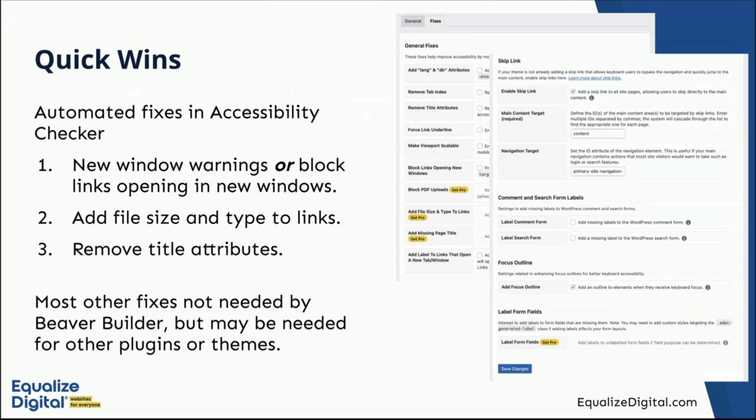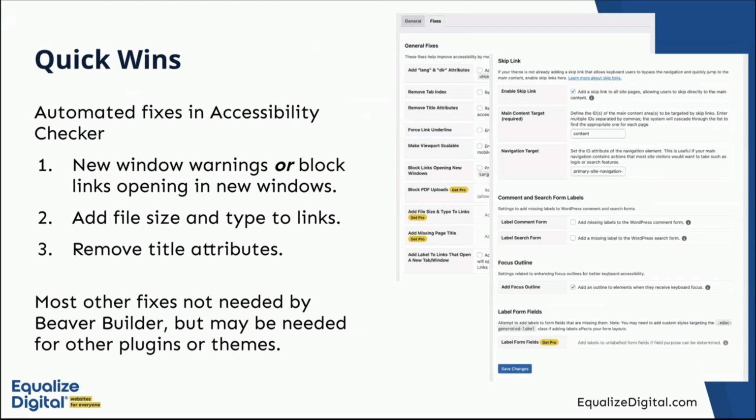The other thing in Accessibility Checker Pro is I would always toggle on add file size and type to links. What this does is it will automatically go through the whole website, and if you are linking to a PDF, to an Excel file, to a doc, it will add in the format that is required for the US government. That's the format that we've chosen to use. After your link text, whatever you already have, it will put in square brackets the file extension, like PDF, and then it will tell them the size of the file.